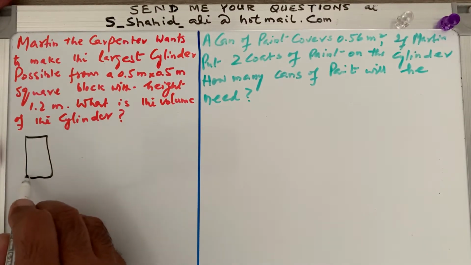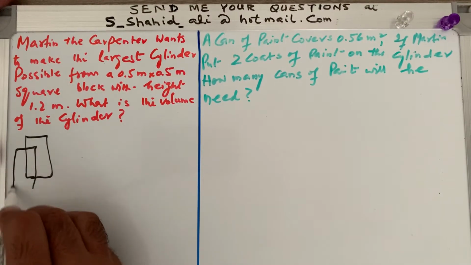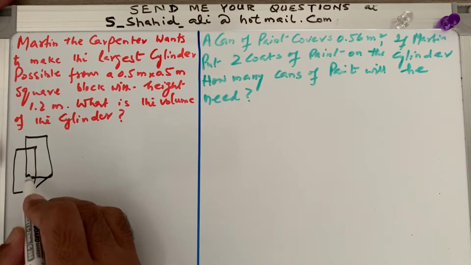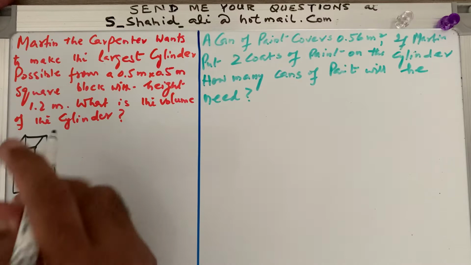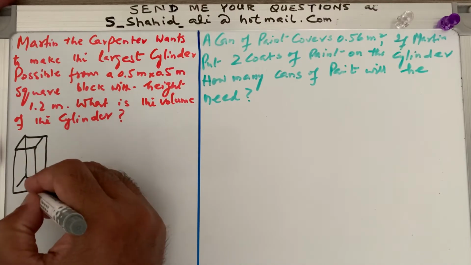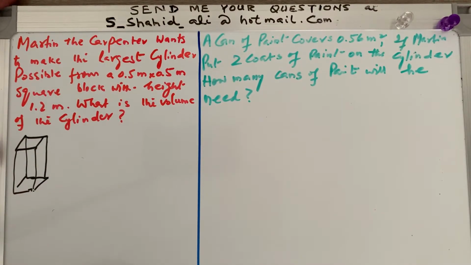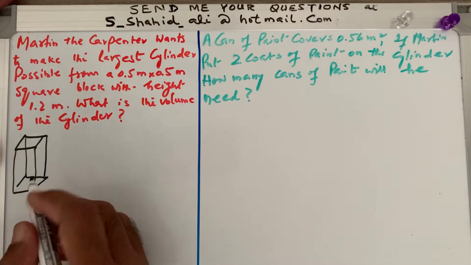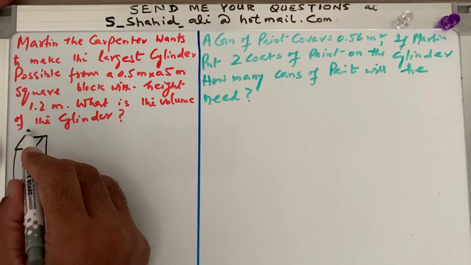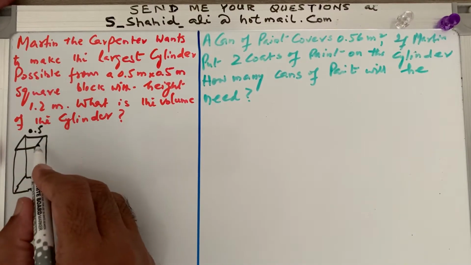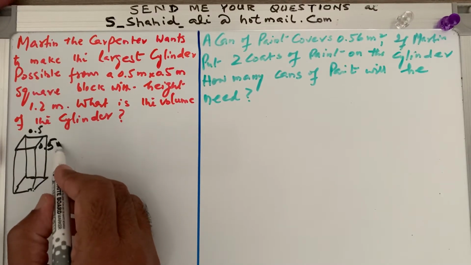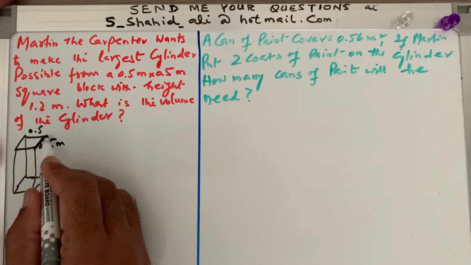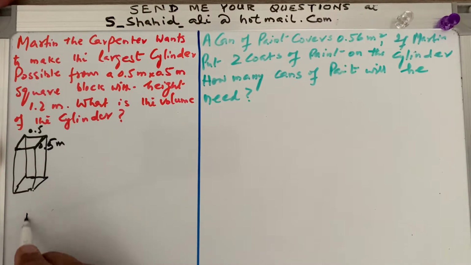So what is given is that he has a block of wood, right, and he wants to make the largest cylinder possible. So this is 0.5 meter by 0.5 meter, right? So what is the largest circle he can cut from a square?